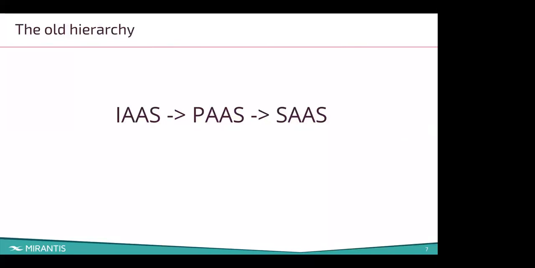If you've been around for a while, this kind of progression may look familiar to you. In the old days, like 5 years ago, we had to distinguish between IaaS, or infrastructure as a service, and PaaS, or platform as a service, and SaaS, or software as a service.